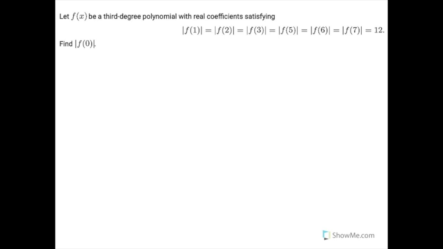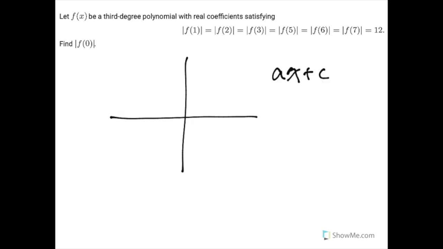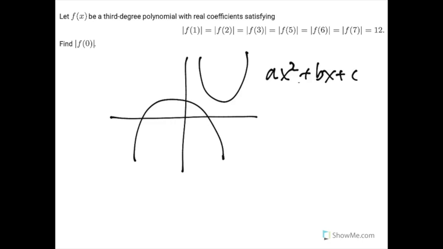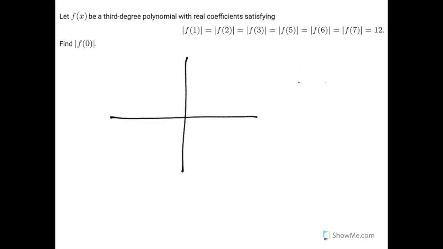Now, there are some pretty interesting properties of polynomials that I want to cover. So for a 1 degree polynomial, well, that's just ax plus c. And that is just a straight line. There's nothing really interesting about it. A second degree polynomial, you might know this, it is called a parabola. So it might look like this, or it might look like that, and that is fairly simple looking as well.